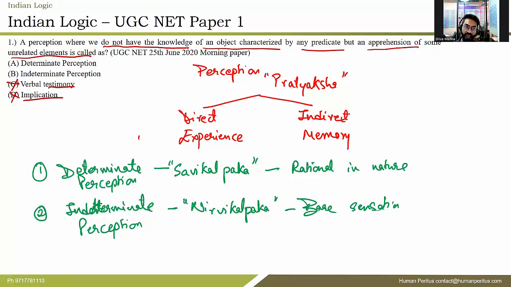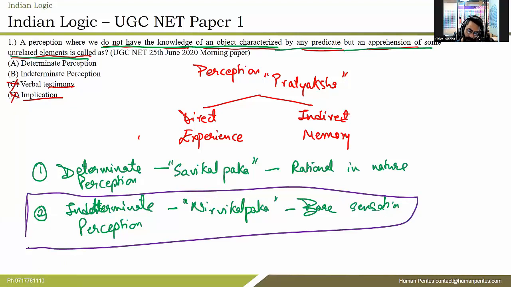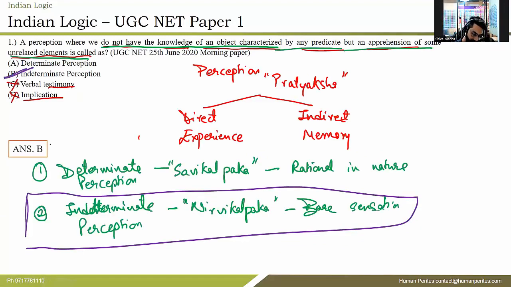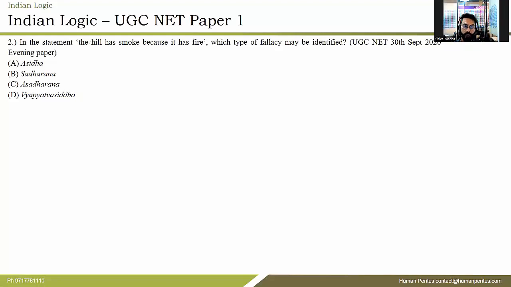So what they have asked in the question: do not have the knowledge of the object characterized by any predicate, but an apprehension of some unrelated elements. So this directly indicates it is an indeterminate perception, or nirvikalpika. So the correct answer is B. All right. Moving on to the next question.